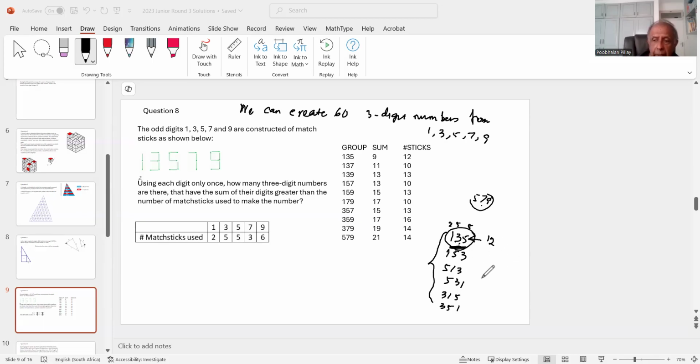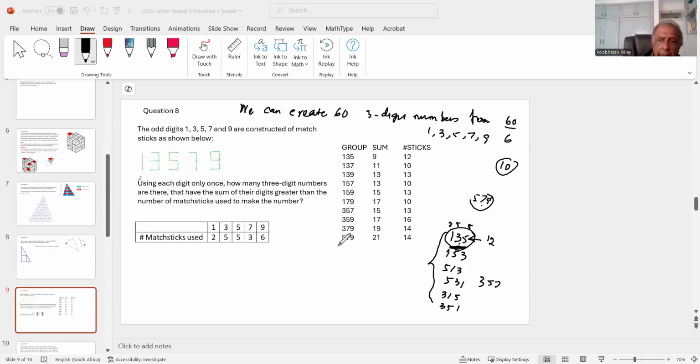Another grouping, 357, will have a different total. So what I've done here is I've taken all the different numbers, you see, there are 60 altogether, right? And these 60 numbers are divided up into groups of 6. See, 135, there's a group of 6. 579, there's a group of 6, and so on and so forth. So the number of groups that you have is 60 divided by 6.